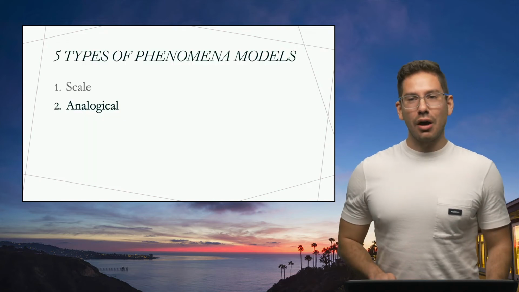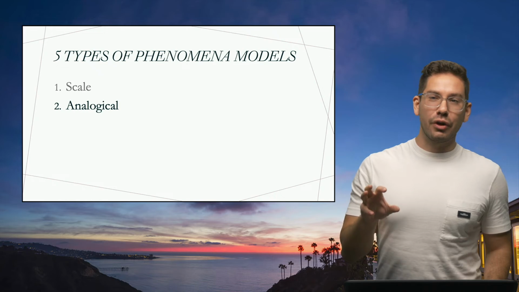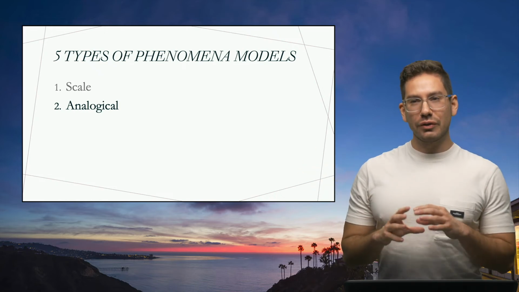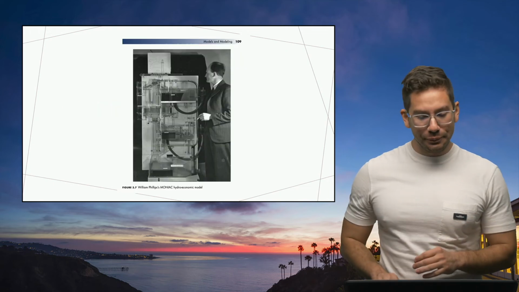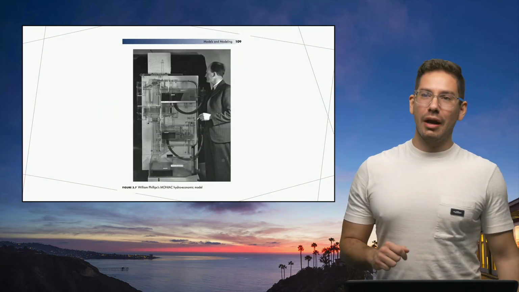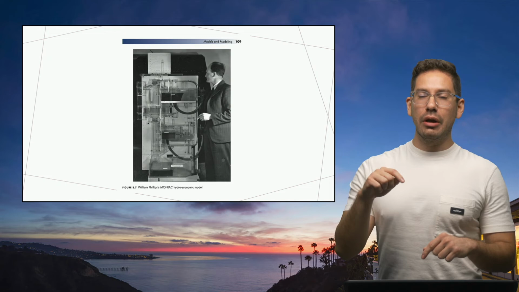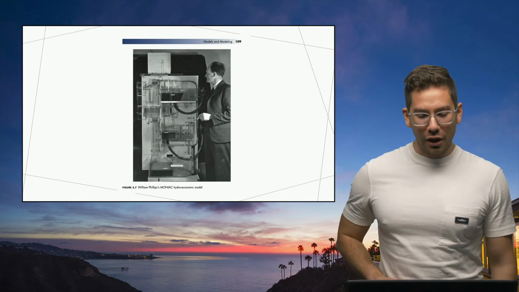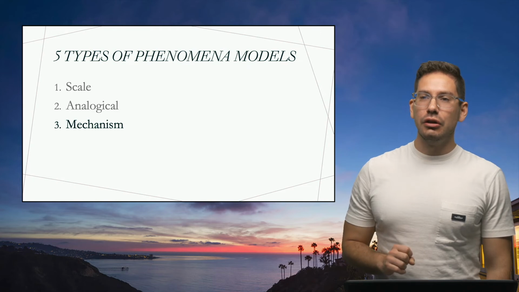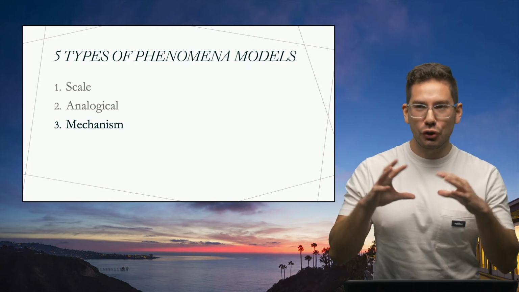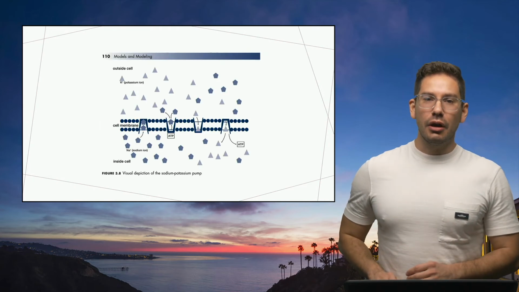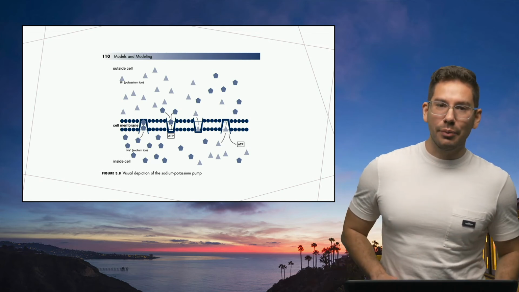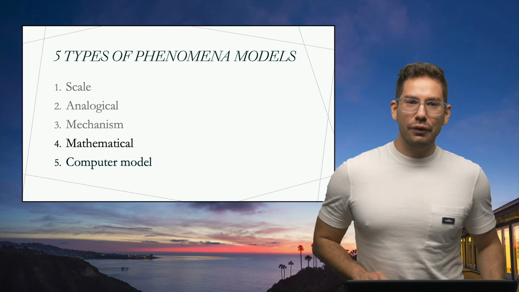All right, analogical models are not mini or enlarged versions of their target, but rather are models that have sort of structural similarity to their target. And here in this example, we got a system of water flowing to represent flows of money in an economy. Mechanistic models are used to illustrate the causal structure of a system. And so one you might be familiar with is this sodium-potassium pump. All right, and the last two are pretty straightforward.